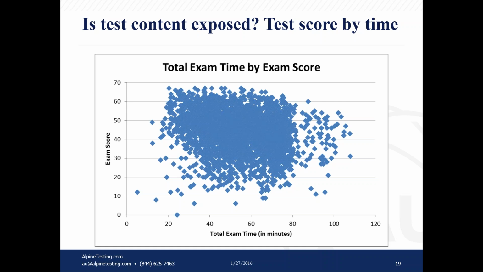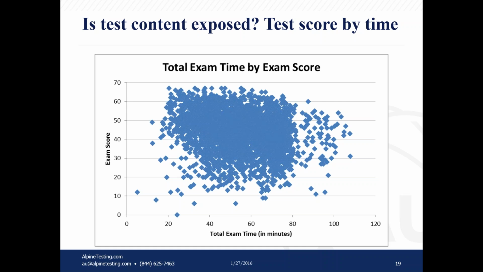And so as you go up vertically, you can see the scores are increasing from 0 all the way up to 70 here. And those candidates who scored really well on the test are not clumped anywhere. You see them taking anywhere from 20 minutes to 60 to 80 minutes, across a fairly wide range of time.